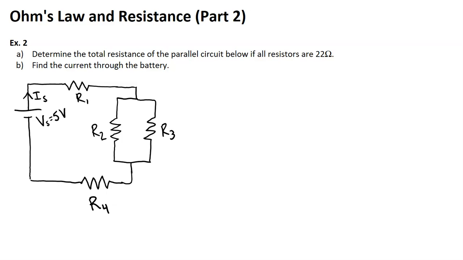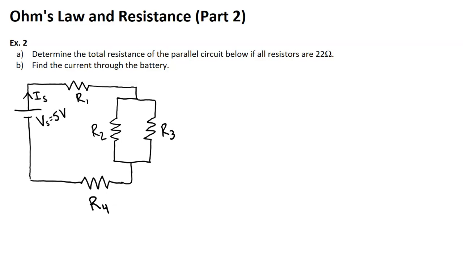Today we're going to look at one other example of Ohm's law applied to a circuit. Here we have a circuit with a 5-volt battery. Current's traveling out of the battery, we're calling that I source, IS. And then we have 4 resistors, 2 of them are in parallel and the other 2 are in series to the 2 parallel ones.